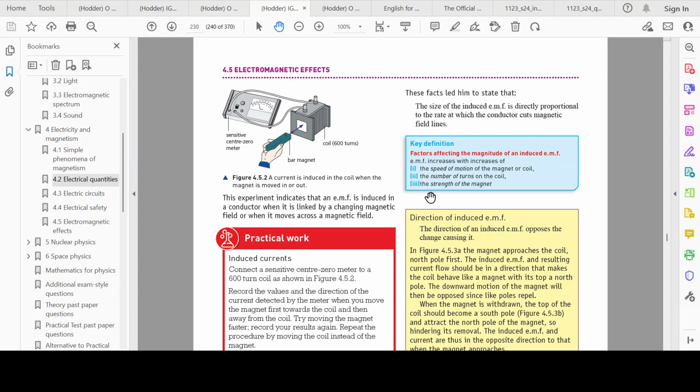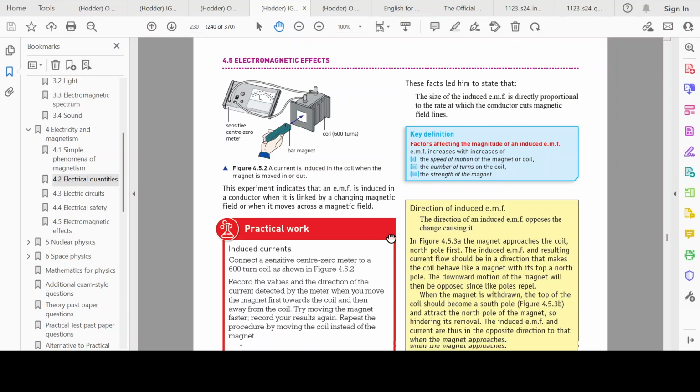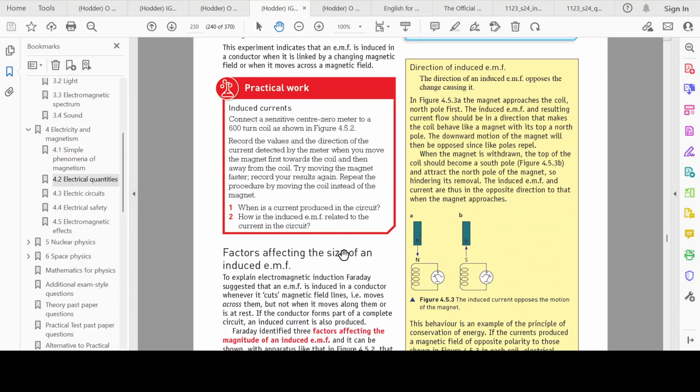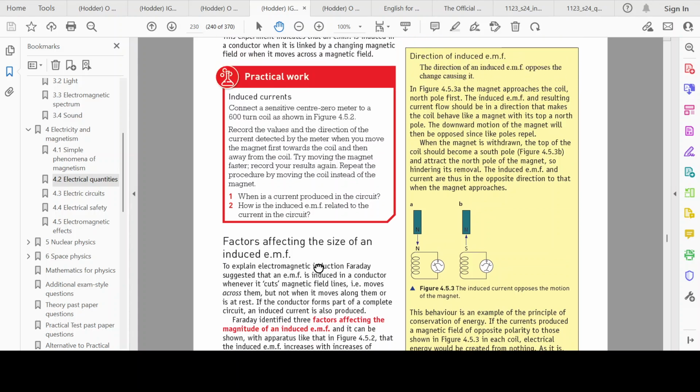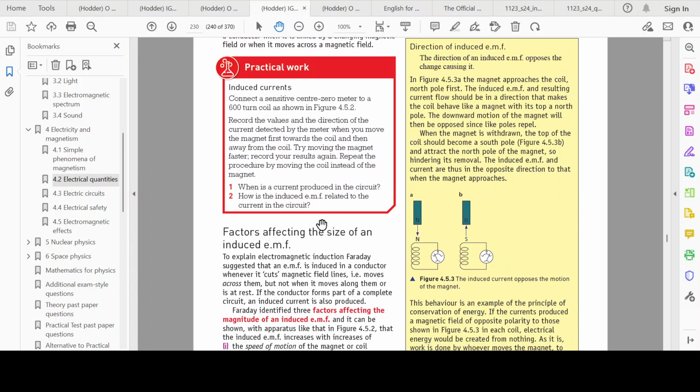So what are the factors that are affecting the rate? Again, the speed of motion of either the magnet or the coil, the number of turns of the coil. So the more the turns, the more the cut. The stronger the magnet, the closer the field lines, the more each turn of the coil will cut the field lines. So all of these contribute to the rate at which the conductor cuts the magnetic field lines. You need to just follow this attentively.